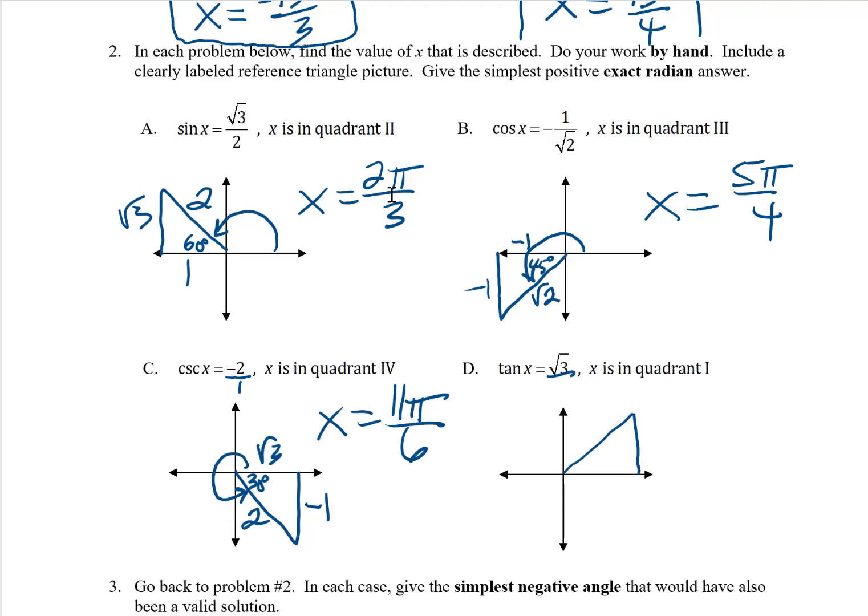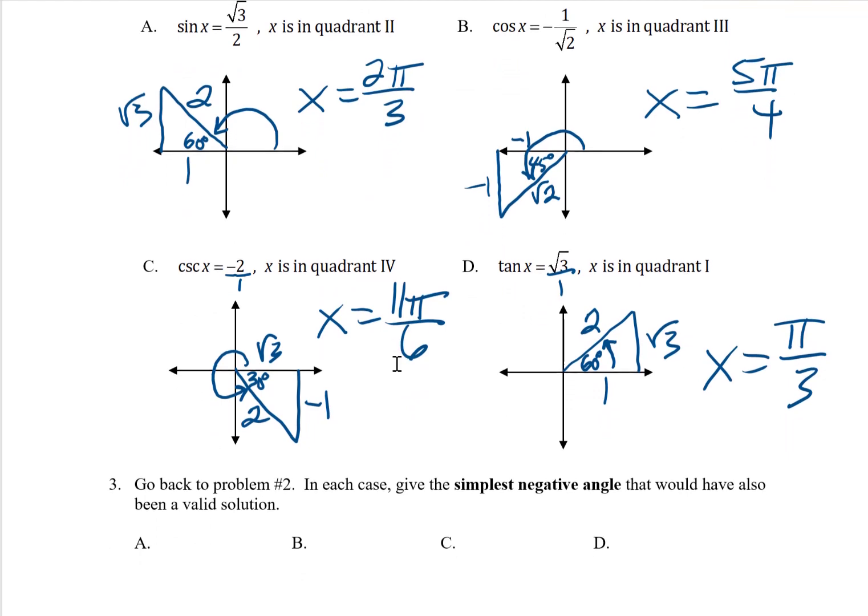And then number 4, we're in quadrant 1. The tangent ratio, √3/1, opposite over adjacent. It's again a 30, 60, 90. This angle is 60 degrees, and since I'm in the first quadrant, that's the angle I'm looking for. So my x would be π/3 in radians.